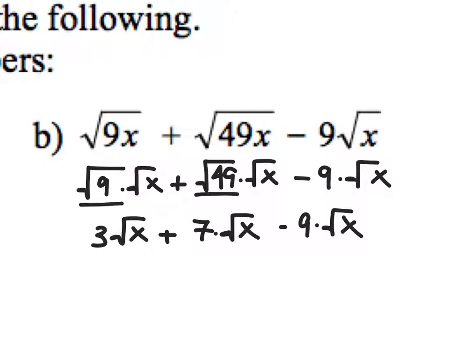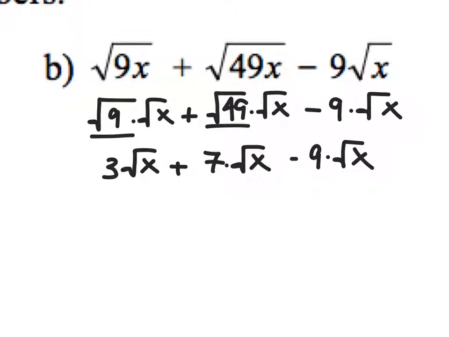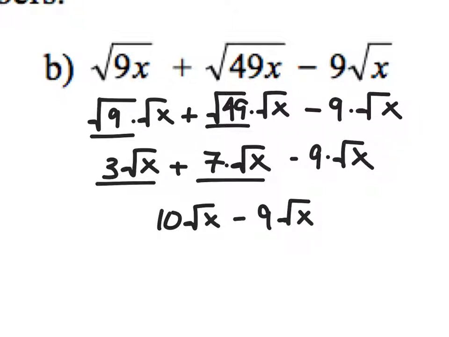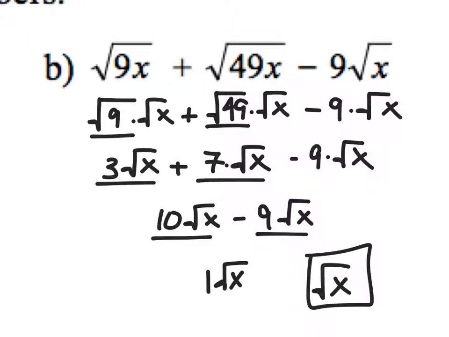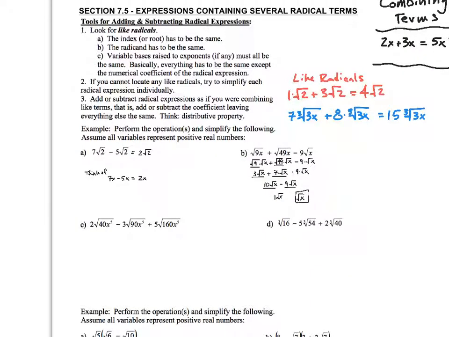That's pretty sweet. Now what I can do is combine them. If I combine these two, 3 square root of x plus 7 square root of x gives me 10 square root of x, and then minus 9 square root of x. Now 10 square root of x minus 9 square root of x gives me 1 square root of x, and 1 times the square root of x is just the square root of x. Isn't that nice? All right, take a look at the second one.